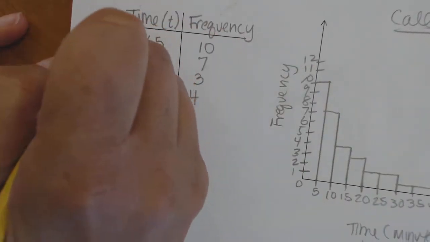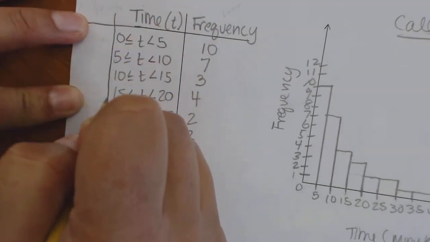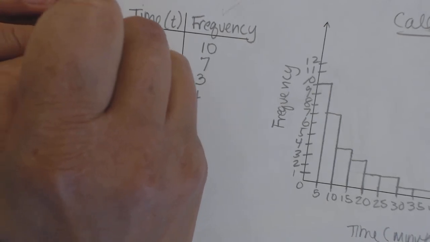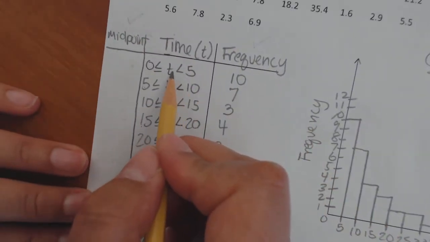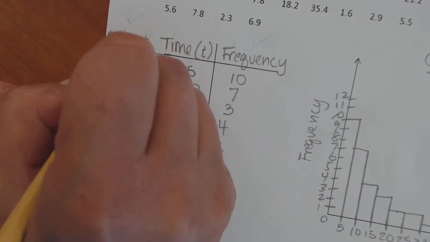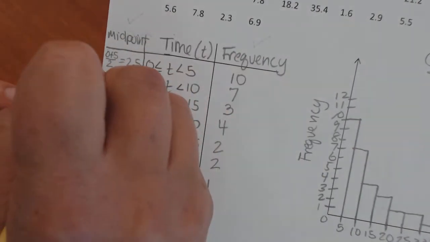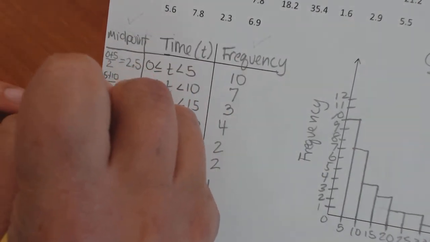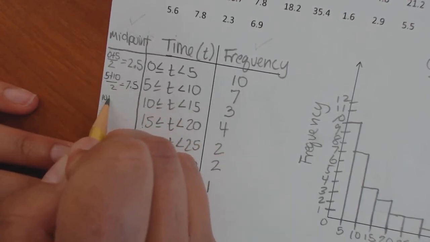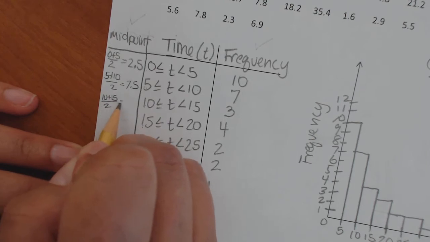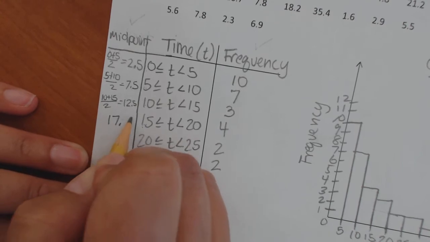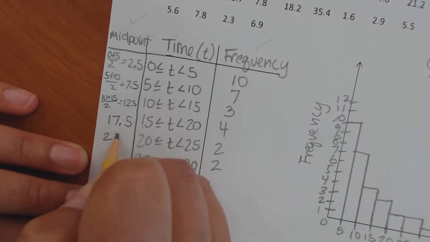So I'm going to extend this column here, extend this down, and I'm going to label this midpoint. And so for each one of these, I have to find the midpoint. So I add 0 plus 5, divided by 2, I get 2.5. I add 5 plus 10, divided by 2, and get 7.5. This one I add 10 plus 15, divided by 2, and I get 12.5. Add these two up, divided by 2, 17.5. These two, 22.5.